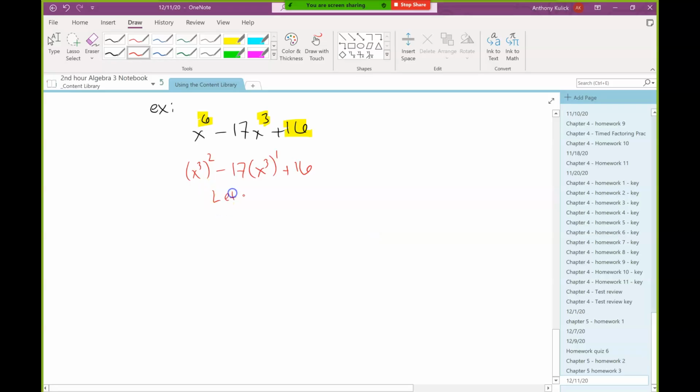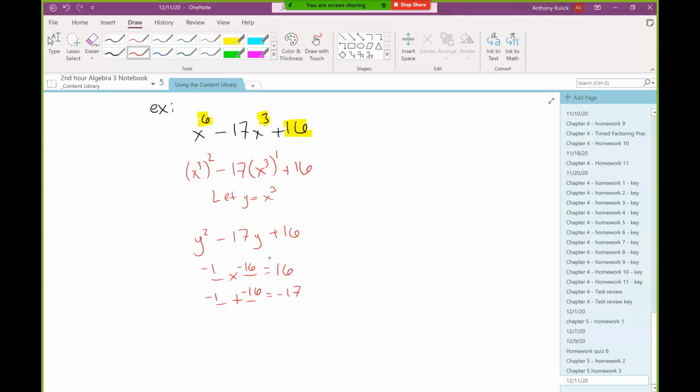So here I just need to find two things that multiply to give me positive 16 and add to give me negative 17. That would be negative 1 and negative 16. Shoot. I'm going to change this problem real quick. I made an oopsie. I want this to be 9 and 8. Sorry about that, guys.